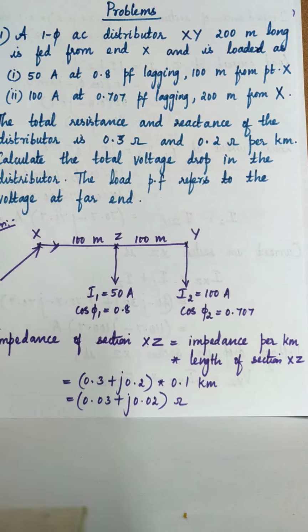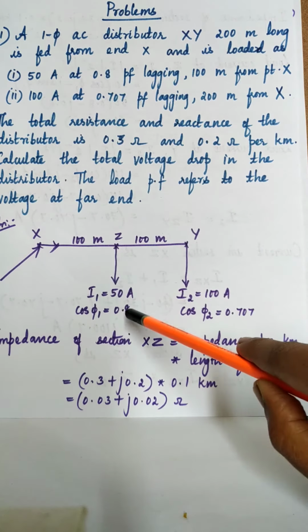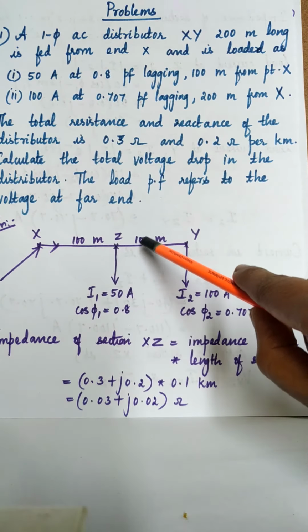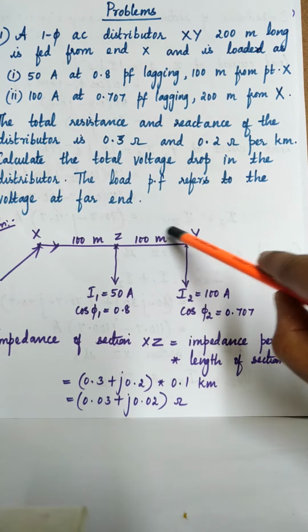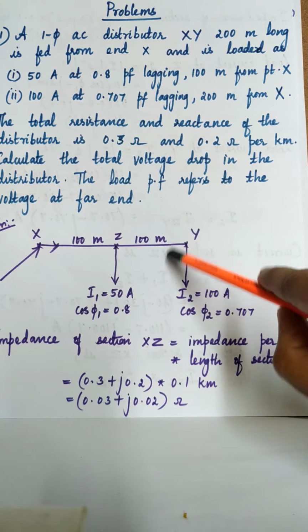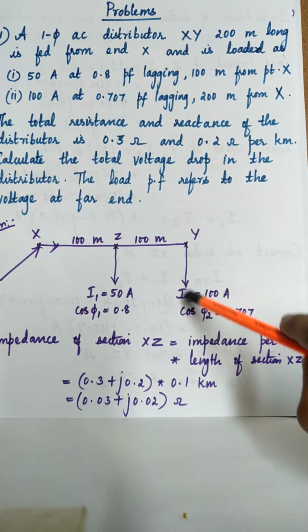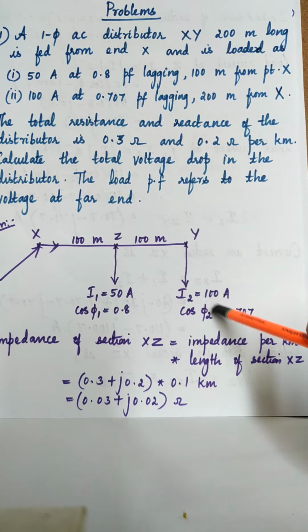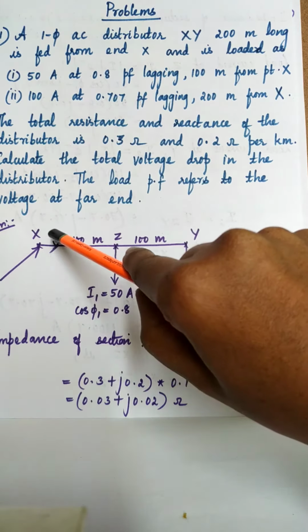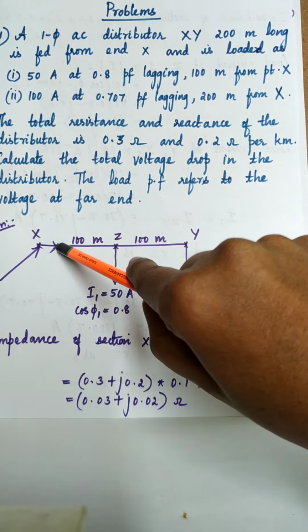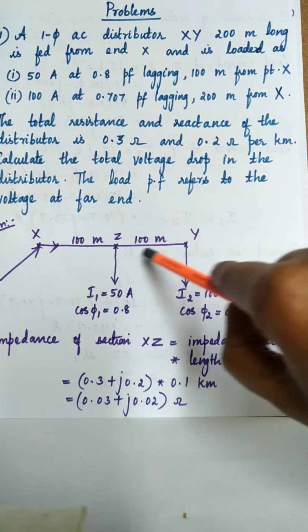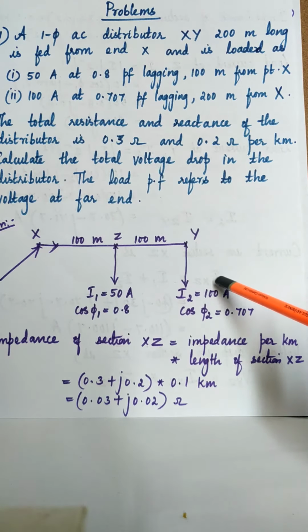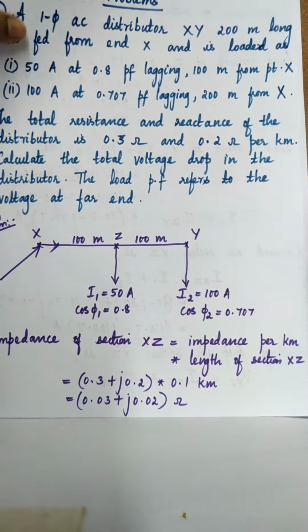After calculating the impedance, let us calculate the current. The current through section ZY is nothing but I2. How to write I2? Magnitude of I2 into cos phi 2 minus j sin phi 2, as we have seen in the derivation. And what is the current through section XZ? It is nothing but the sending end current, which is I1 plus I2. Now let's calculate the current through both the sections.